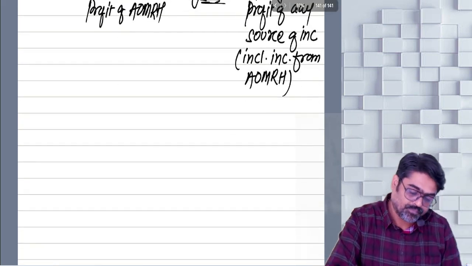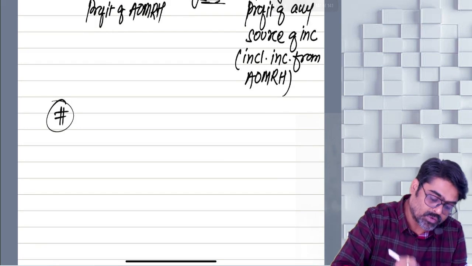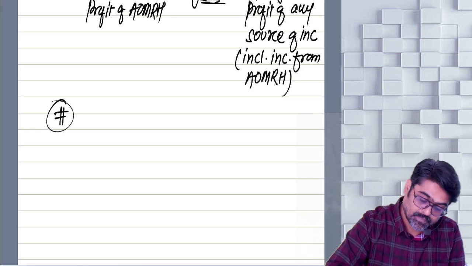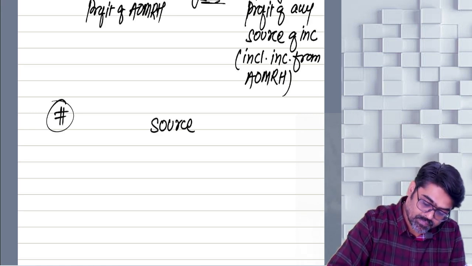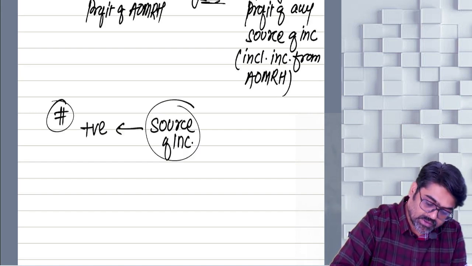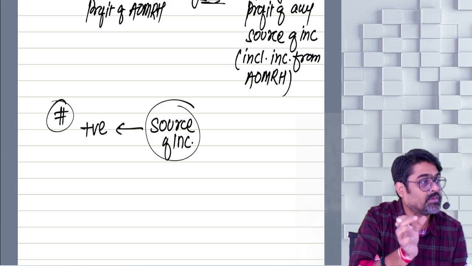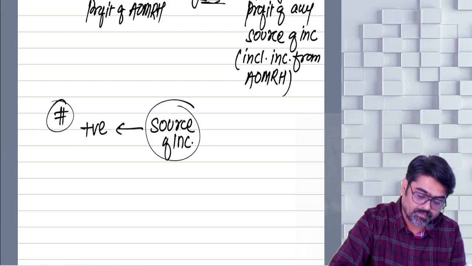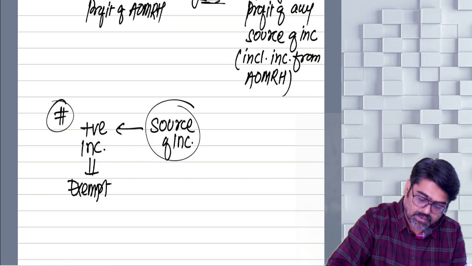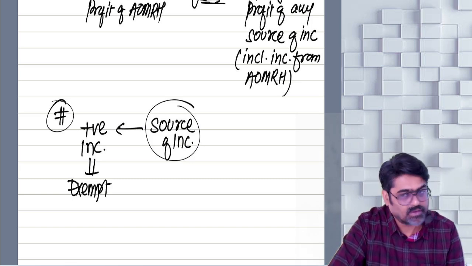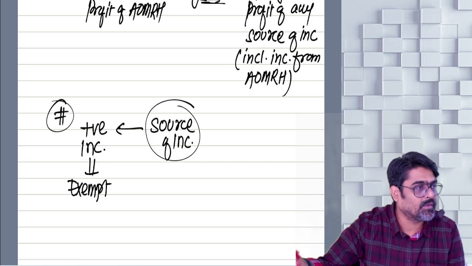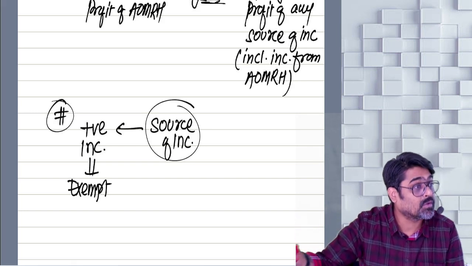Okay. Now see, one important Supreme Court judgment that you have to keep in mind. If any source of income is giving you positive income, and if that positive income is exempt as per Income Tax Act, is it necessary that this source of income will always give you a positive income? This source can give you a negative income also. This source can have a loss also.